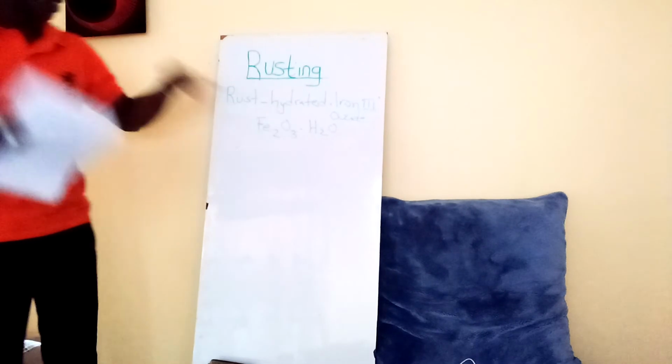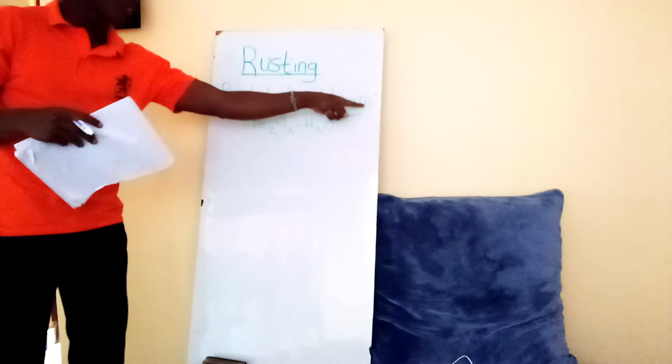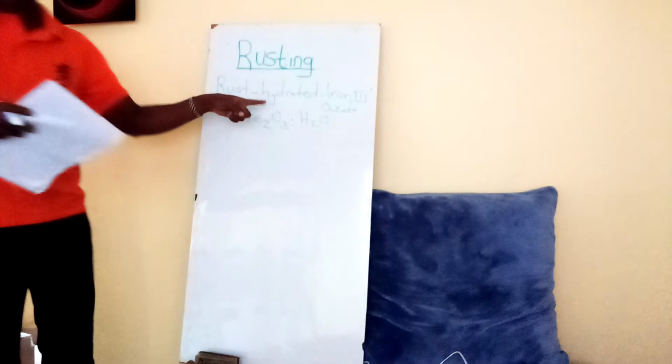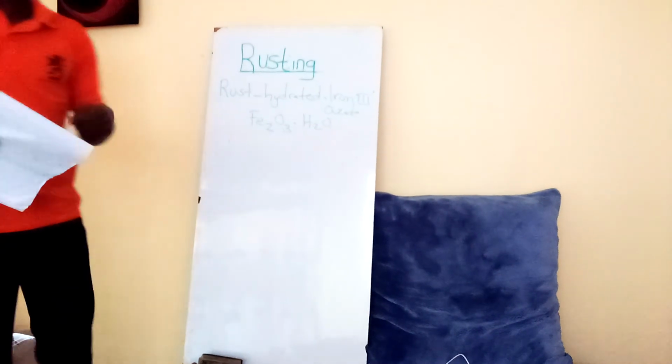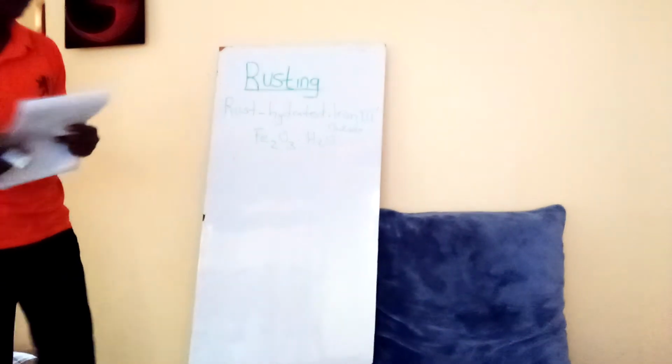Iron 3 oxide. When you're writing the formulas, usually interchange the valencies. So since the valency of iron is 3, it comes to oxygen. And since the valency of oxygen is 2, it comes to iron. And the chemical symbol of iron is Fe.